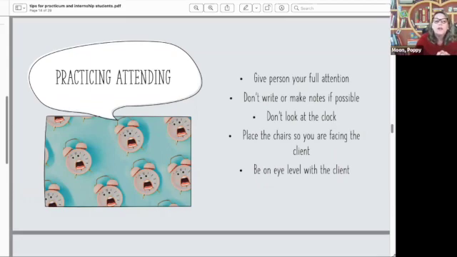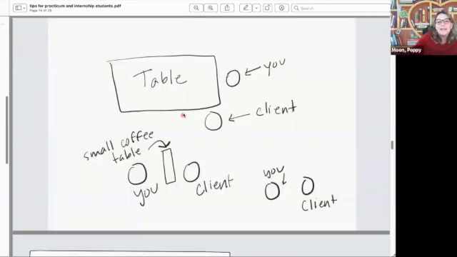I also want you to place your chairs so that you're facing the client. I'm seeing people who have the client sitting down on a low chair and they're sitting up high on a desk chair. I don't want you to do that. I want you to be on eye level with the client. Place the chairs so that you're facing the client. Here are some examples that I drew with my magic Apple pencil.